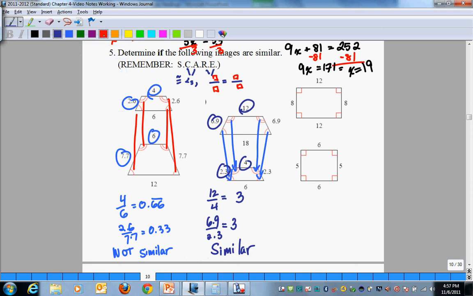The third one, again, are the angles equal? Yes, they're all right angles. Let's check the ratios. We have 12 to 6, which of course is 0.5, and then 8 to 5. That's not 0.5, obviously. So we would say this third one is not similar.